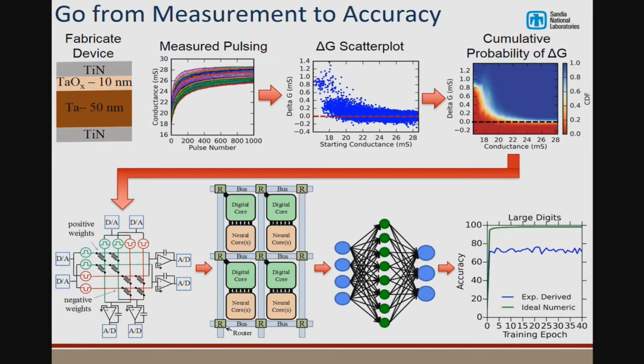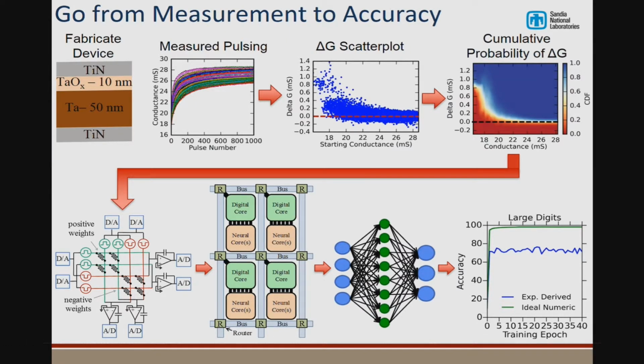So here, this is an example of us going through that process for tantalum oxide ReRAM devices that we fabricated. First, we build the device, then we measure the device by applying a series of pulses, seeing what the conductance changes, and collecting statistics. So say you start at a given conductance, and then you see what the conductance change is and what the spread is. From that, you get a probability distribution, and then putting that into our simulator, you can assume a certain crossbar model, and then build a neural network on it and see what your training accuracy is.